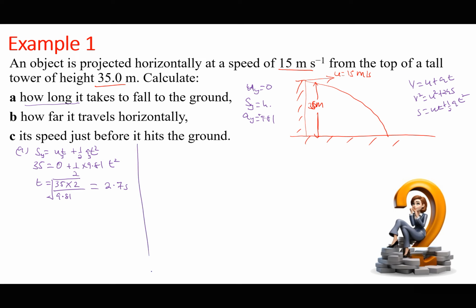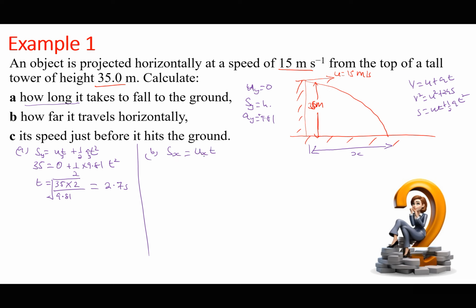You can also verify. Maybe I've made an error, but I don't think so. Then, how far it travels horizontally. So we want the horizontal distance here. Call that x. So by all means, I must consider motion in the horizontal, but remember the time is the same. So using s, this time in the horizontal is going to be initial velocity in the horizontal times t.